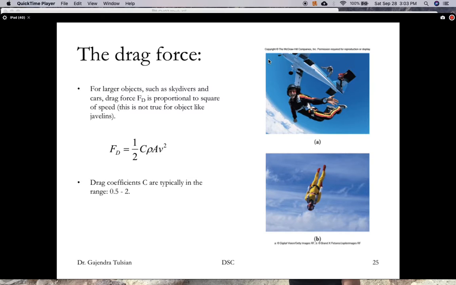When it's proportional to the speed squared, the drag force is given by something called the drag coefficient, which is roughly between half and 2, times the density of the fluid in which you're falling, so that would be the density of air, and the area of cross section of the object. This is the area of cross section perpendicular to your velocity. In this case, the area of cross section is much larger, so the drag is much higher, times the speed squared.